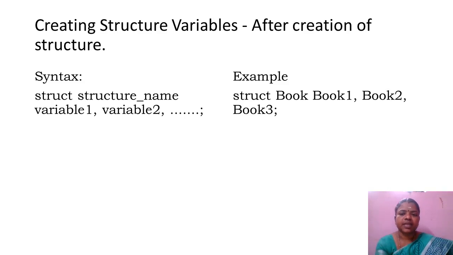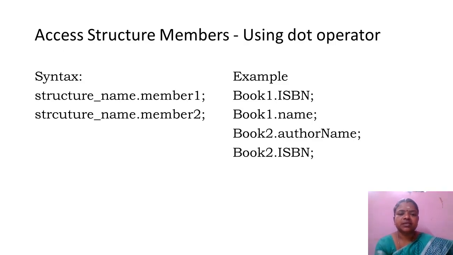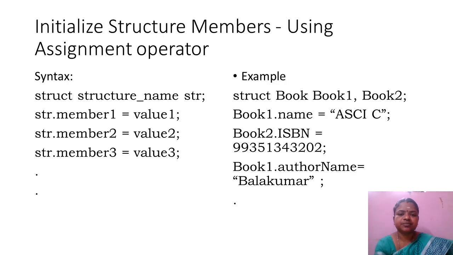The next one is accessing the members. Once the structure is created and the variables are declared, we can start accessing the members of the structure using the dot operator. For example, in a book structure, we have three variables: ISBN number, name, and the author name. For each instance of the book, say book1, book2, book3, we can access using the dot operator. Book1 dot ISBN number, book1 dot name, book2 dot author name, book2 dot ISBN.